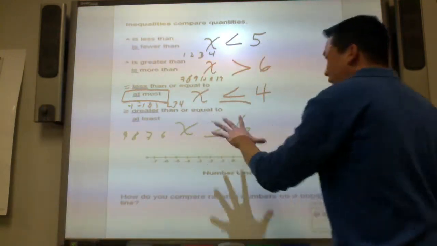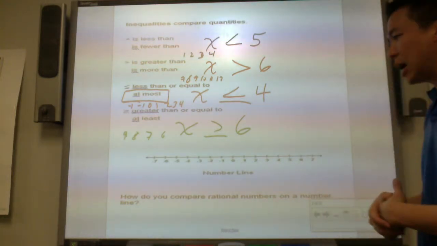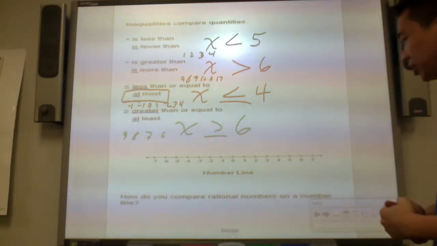So as we look at this, we are going to be working on a lot of number lines. So on this number line, how do you compare rational numbers on a number line?